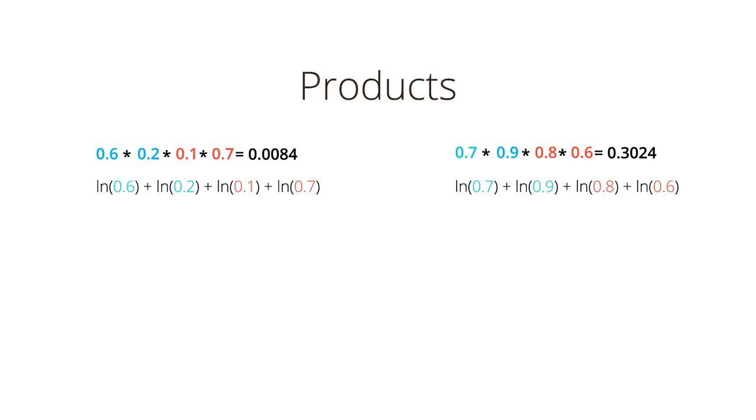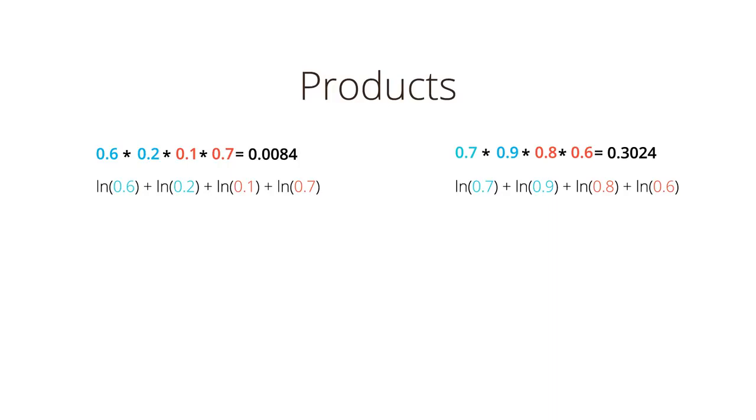So the logarithm of 0.6 times 0.2 times 0.1 times 0.7 is equal to the logarithm of 0.6 plus logarithm of 0.2 plus logarithm of 0.1, etc. Now, from now until the end of the class, we'll be taking the natural logarithm, which is base e instead of 10. Nothing different happens with base 10. Everything works the same, as everything gets scaled by the same factor, so it's just more for convention.